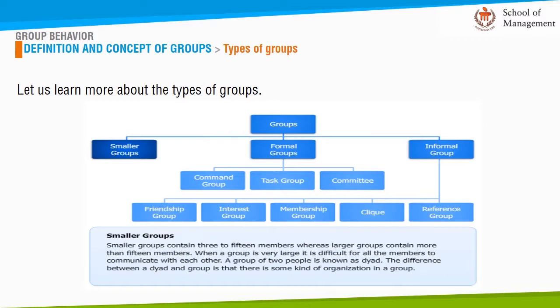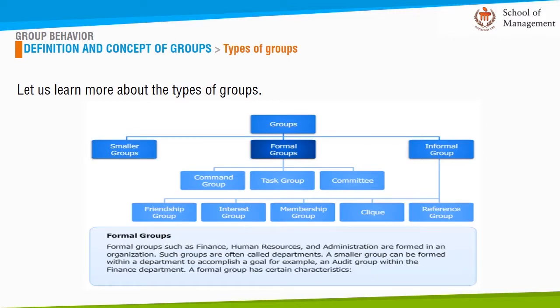Smaller groups. Smaller groups contain 3 to 15 members, whereas larger groups contain more than 15 members. When a group is very large, it is difficult for all the members to communicate with each other. A group of 2 people is known as a dyad. The difference between a dyad and a group is that there is some kind of organization in a group.